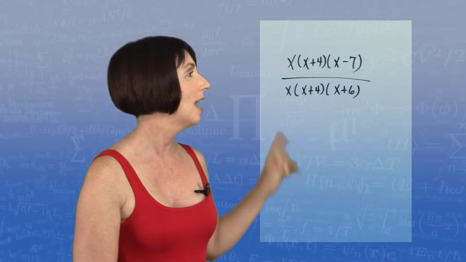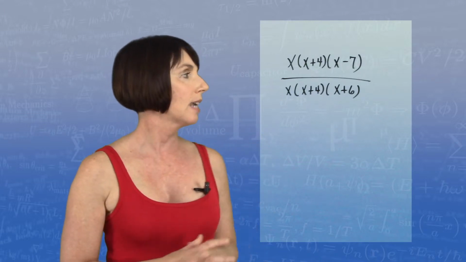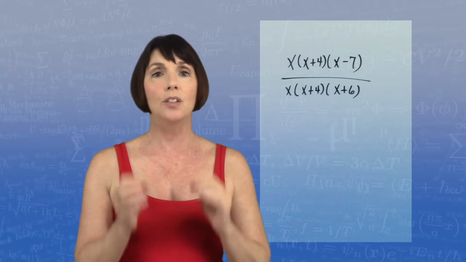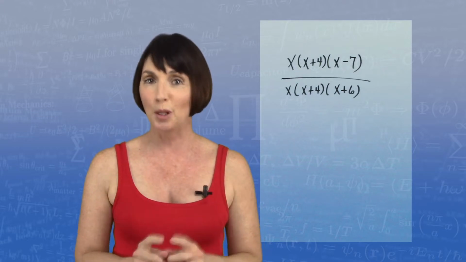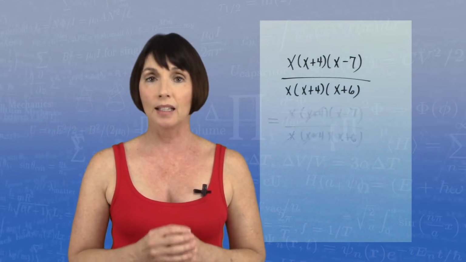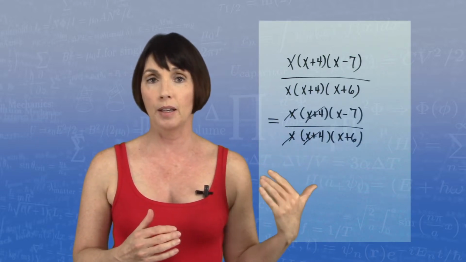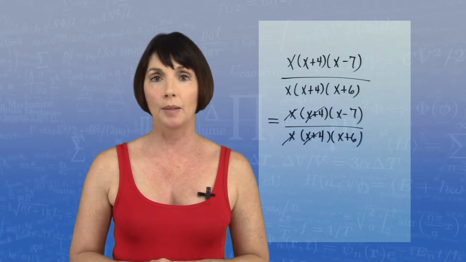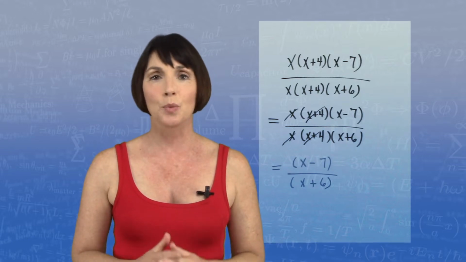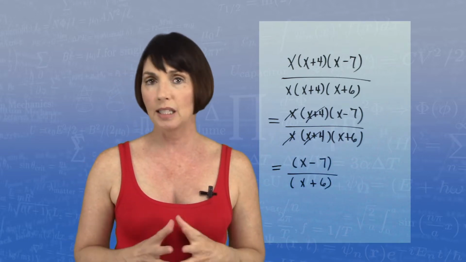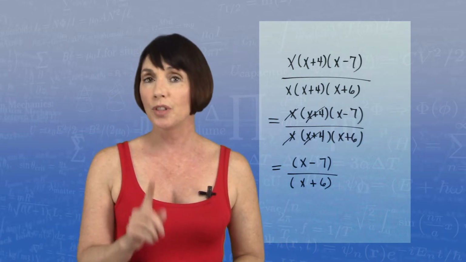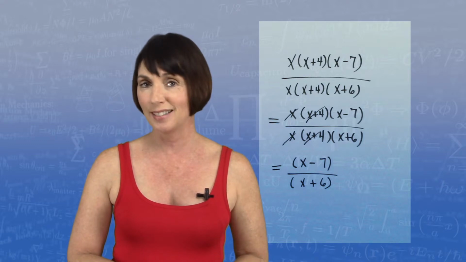We have x times x plus 4 times x minus 7 over x times x plus 4 times x plus 6. Same thing. We can cancel the common factors. Factors multiply each other. So we can cancel out the x's in the top and the bottom. We can cancel out the factor of x plus 4 in the top and the bottom. But that's it. And it leaves us with x minus 7 over x plus 6. There are no further common factors that you can cancel out here. So this rational expression is simplified.